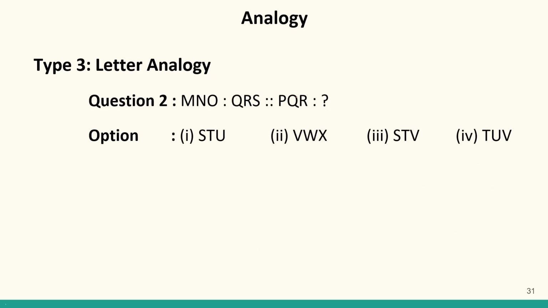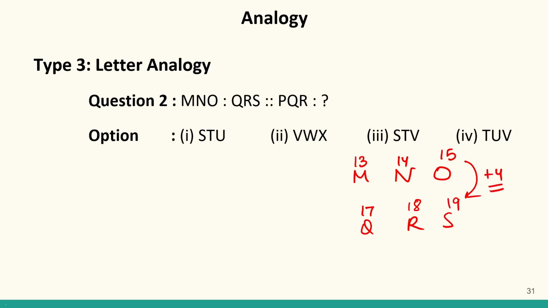Now similarly, let us find for MNO, QRS and PQR. MNO, we are going to QRS. So I'm using forward ranks. M is positioned at 13, N is positioned at 14, and O is positioned at 15. We know this much. Q is positioned at 17, R is positioned at 18. Similarly, S is positioned at 19. So here I can clearly see that we are moving 4 positions forward in each term.